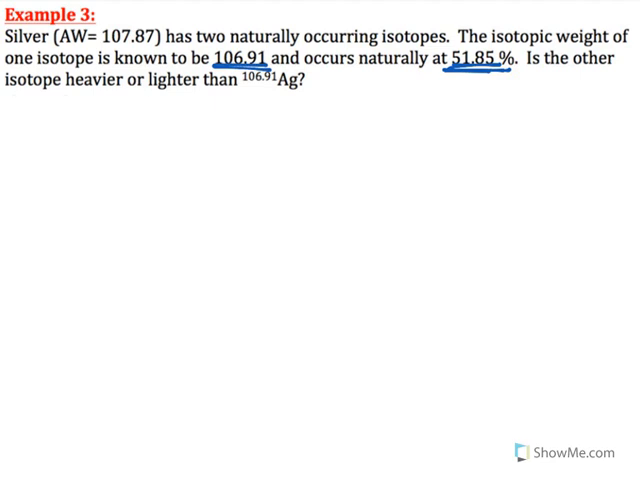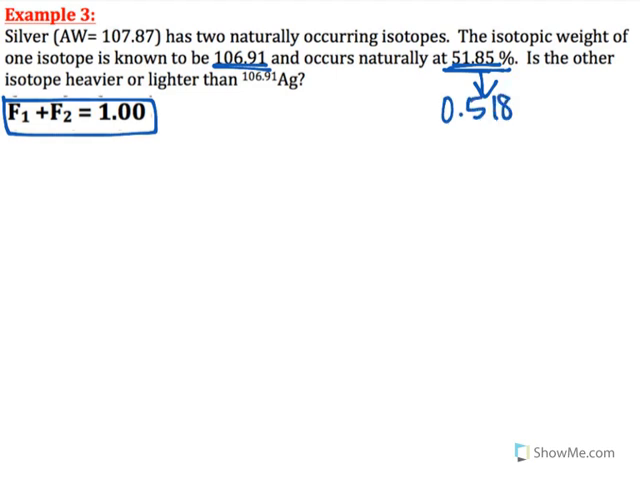So first things first, this problem will need the help of this equation also from Module 5, where fraction 1 plus fraction 2 equals 1. So 51.85% can also be converted to 0.5185, or 51.85 over 100. These are all the same things. And remember that I like to use it in decimal form just because it makes the computing on the calculator a little bit easier. So just plugging these values into this formula, the 0.5185, we can solve for F2.